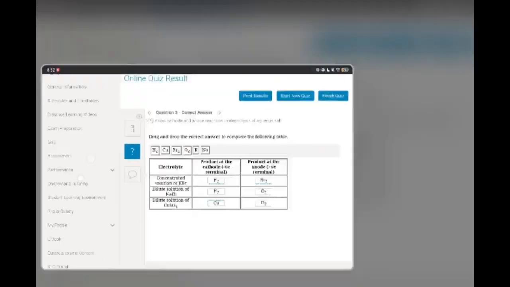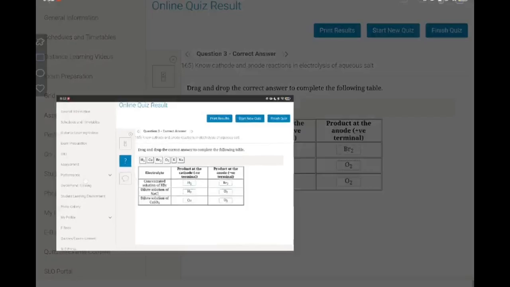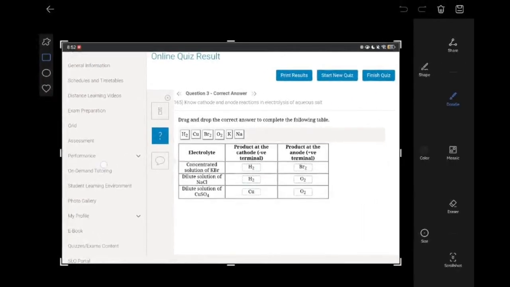So here, electrolysis is kind of the opposite of the electrochemical. So in the electrochemical, you're trying to change chemical energy into electric energy. So in electrolysis, you're doing the opposite. You're forcing electricity to turn into chemical energy.